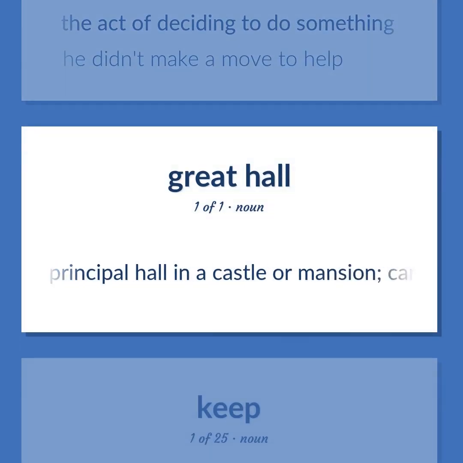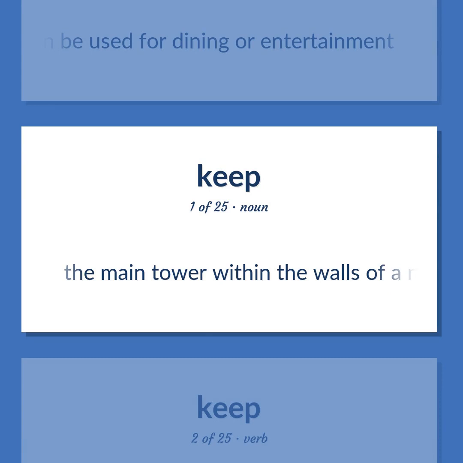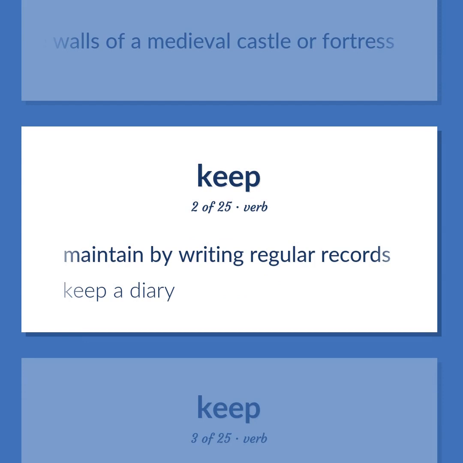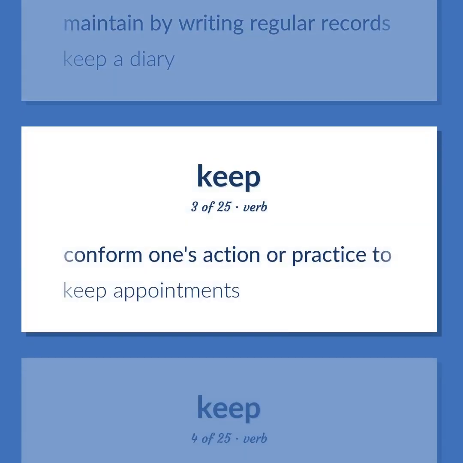The principal hall in a castle or mansion, which can be used for dining or entertainment. The main tower within the walls of a medieval castle or fortress. Maintain by writing regular records. Keep a diary. Conform one's action or practice to. Keep appointments.